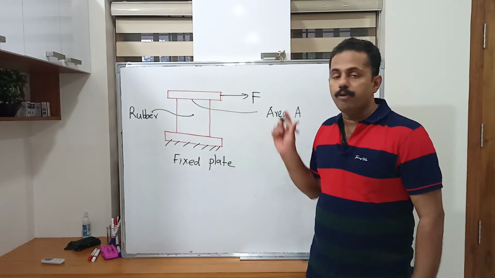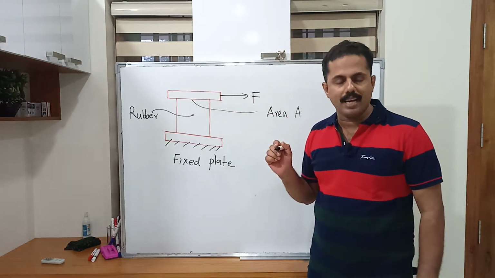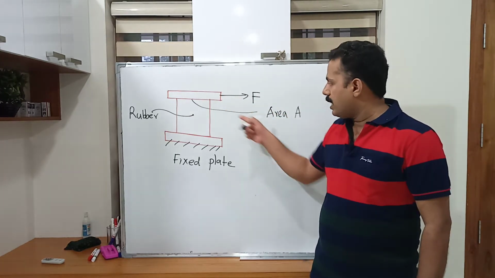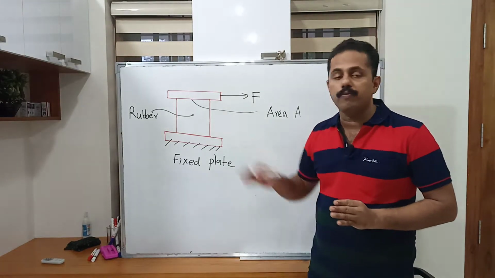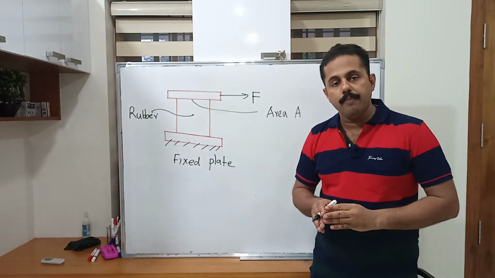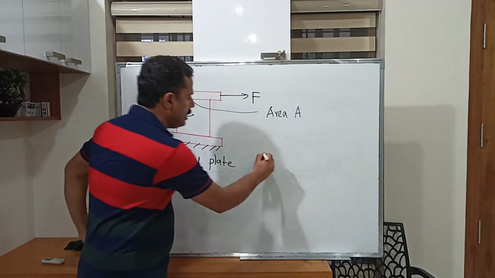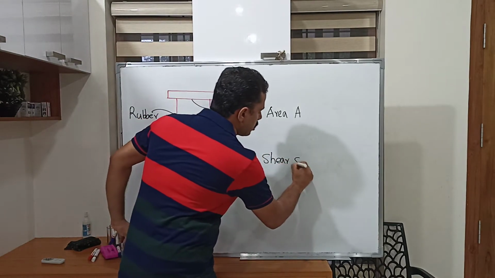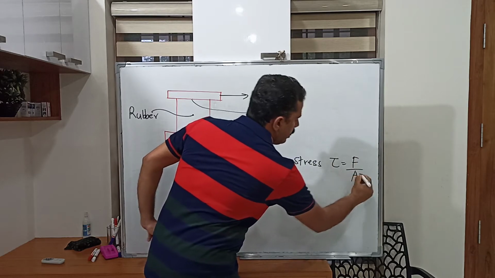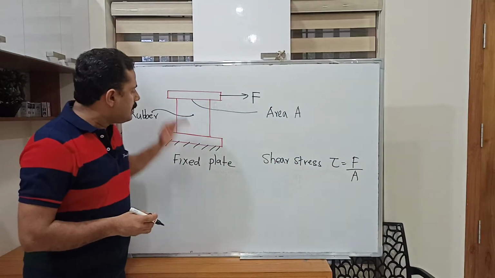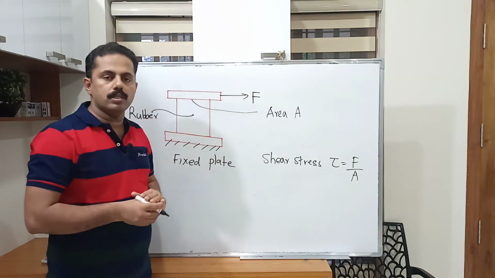We have a tangential force, or this force is tangential to the upper surface of the rubber block, and we have a contact area A. So there is a shear stress acting on the surface of the rubber block. How to quantify that? You know the shear stress tau equals F divided by area.